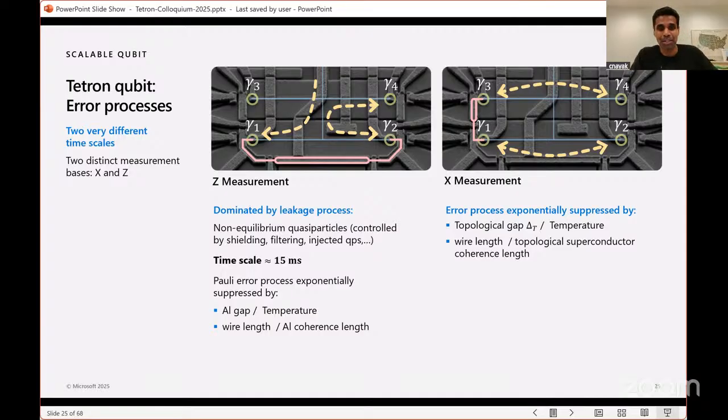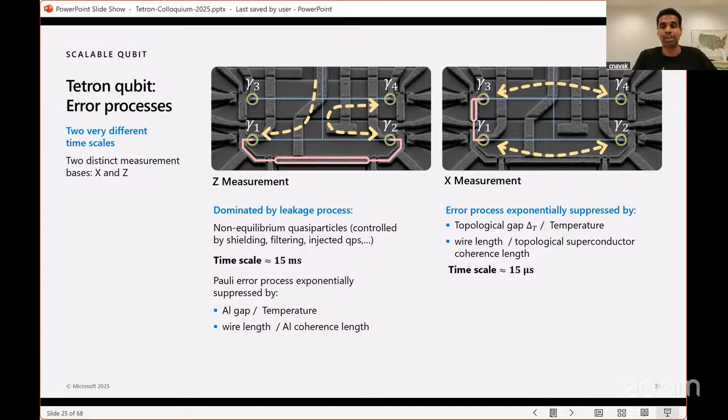Just to give you a sense, the aluminum gap is probably around 200 microvolts, and the topological gap around 30 microvolts. So it's really almost an order of magnitude sitting inside of an exponential. And so this is not a negligible process, these kinds of Pauli errors in the X measurement. And actually, our estimate is we do expect timescales of around 15 microseconds. So there are 3 orders of magnitude.